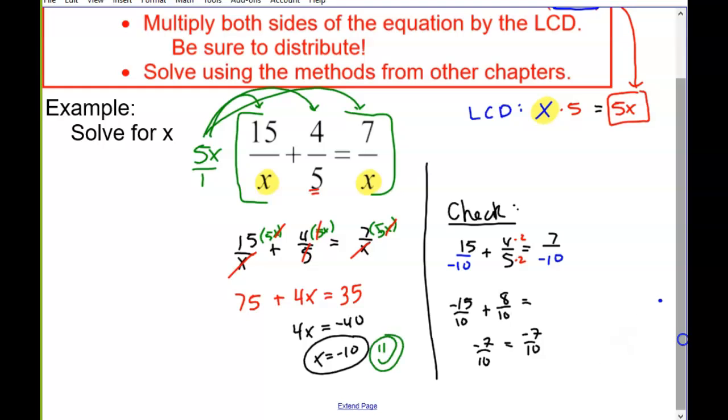Which means we end up with an accurate, true solution. If you did it in your calculator, you should get negative 0.7 equals negative 0.7, which proves the same thing.